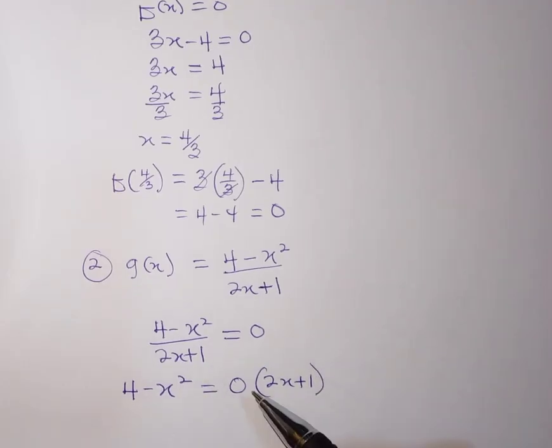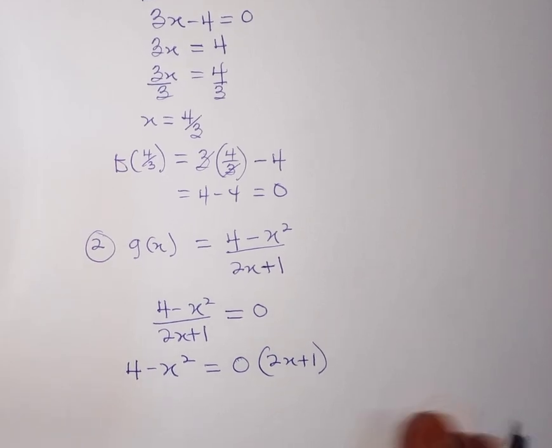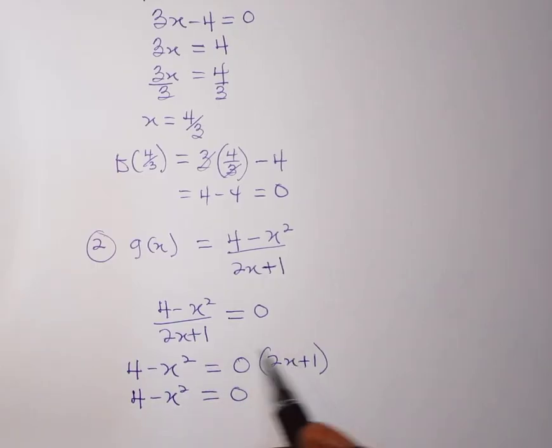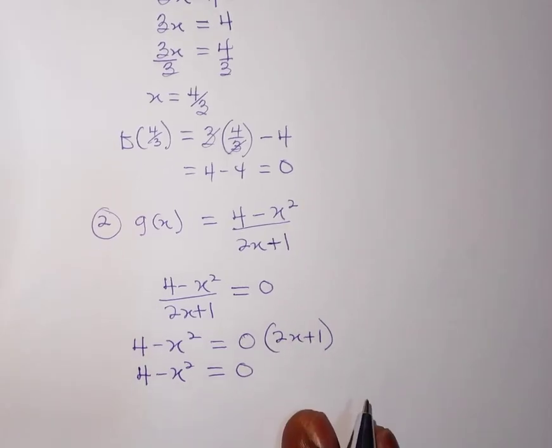I just want you to understand, that's why I'm writing the 0. It means that when 0 multiplies this, the entire expression will still be 0. There are times that we don't even worry ourselves to write 0 times this because it still gives you 0. But I just want you to understand the concept. So I will just write 4 minus x squared, which is equal to 0, because when you multiply all this by that, you are getting 0.